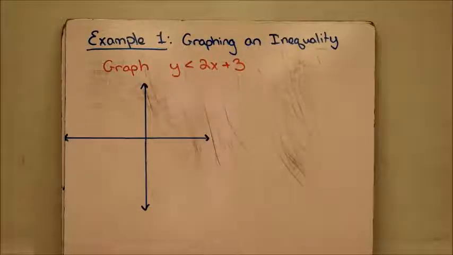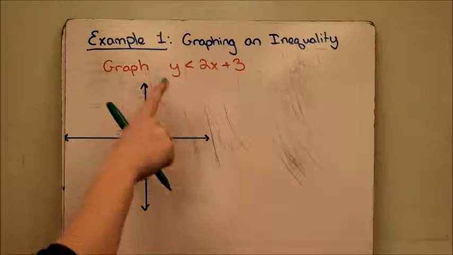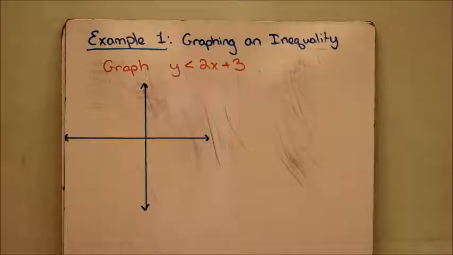So example 1, graphing an inequality. We're going to graph y is less than 2x plus 3. The first thing we have to do when we're graphing this inequality on the coordinate plane is to graph the boundary line. The boundary line is going to look like the line we would write for y equals 2x plus 3, but with a few distinct differences.